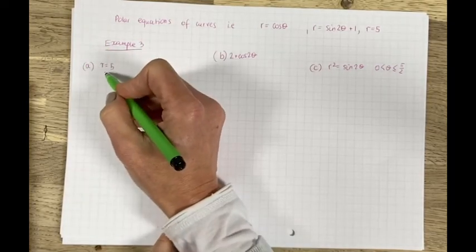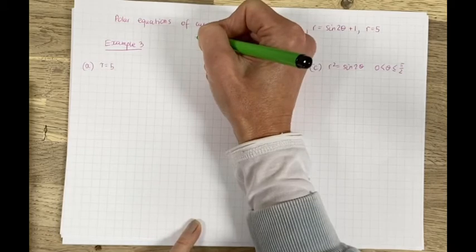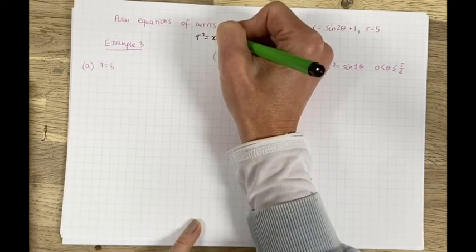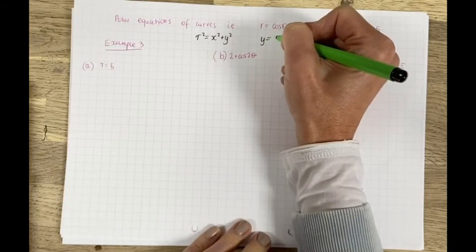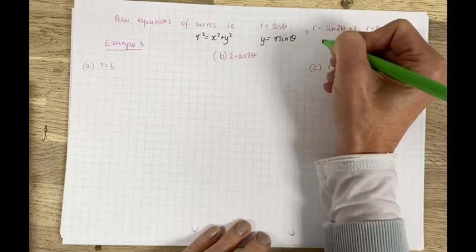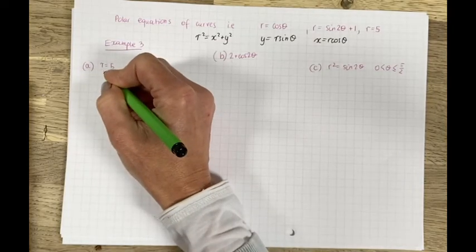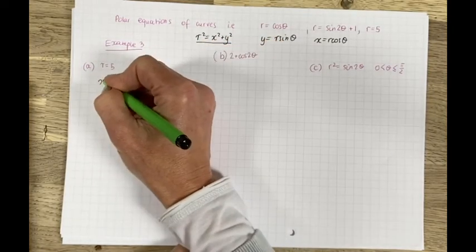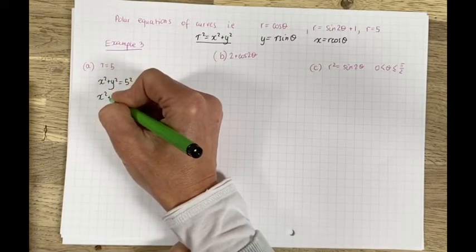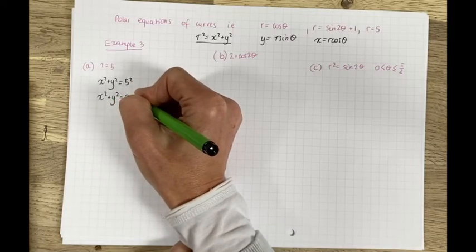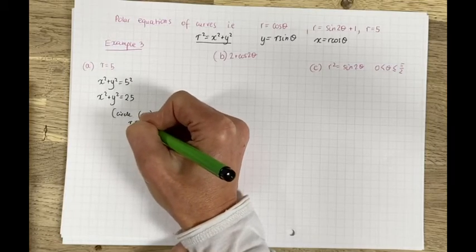So here's the first one, r is equal to 5. What you might find useful whenever you do questions like this is to write down that r squared is equal to x squared plus y squared, and also that y is equal to r sine theta and x is r cos theta. Here you go. So first of all, you've got r is equal to 5. You can just use this. x squared plus y squared is going to equal 5 squared. So x squared plus y squared is equal to 25. So this is a circle centered at 0, 0, radius 5.